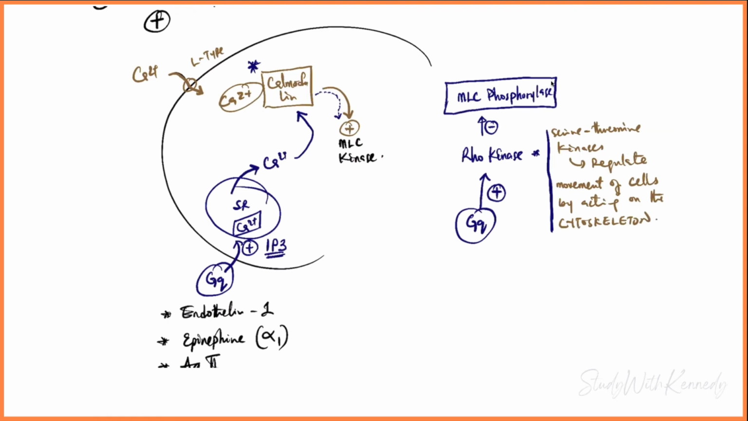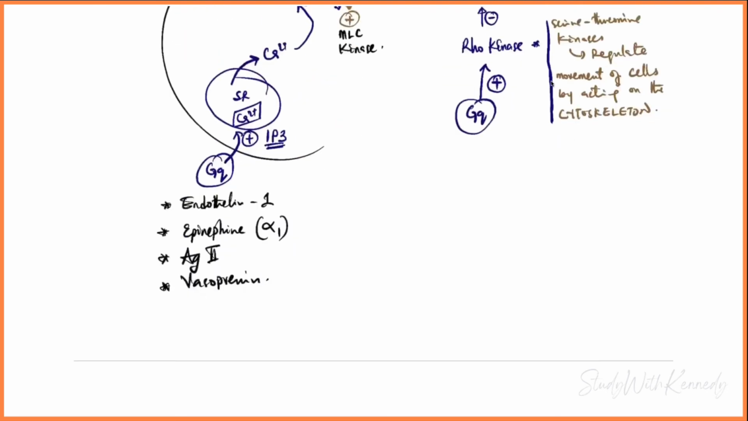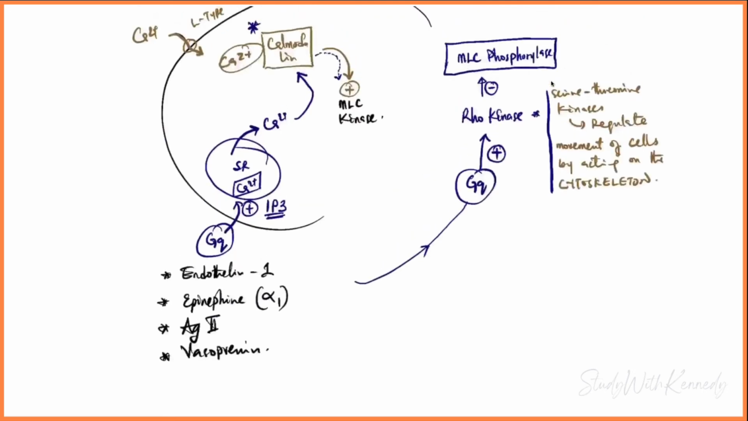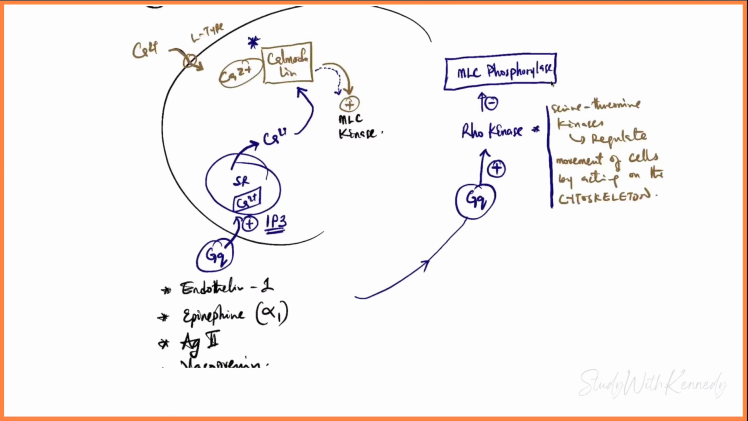So these Gq coupled receptors, endothelin, and all these agents potentially will also work in this manner. Activate Rho kinase, inhibit myosin light chain phosphorylase, inhibit vasodilation, rather, and cause vasoconstriction. That's the ultimate goal. So these are mechanisms of causing muscle contraction.